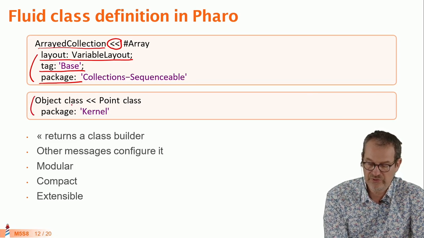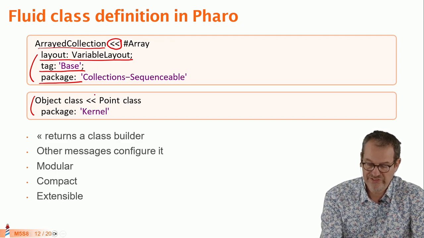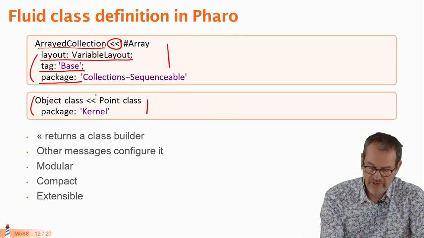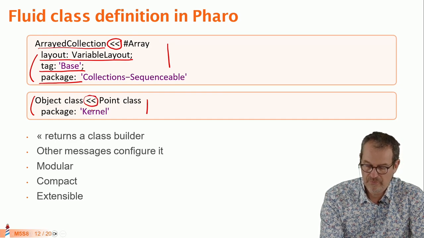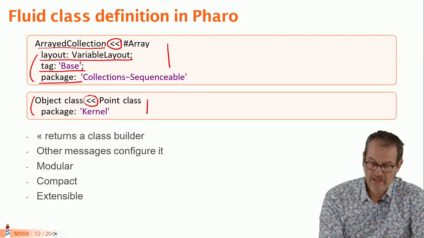Here, this is a metaclass. We can say, okay, this is the metaclass definition. It does not have instance variables, and this is working. And you see, here, I don't specify things that are not needed. The same here, I only specify what is needed. By the way, what I want to show you is that this first message returns a class builder. And the other messages will configure it. And what we end up with is something that is modular, compact, and extensible.